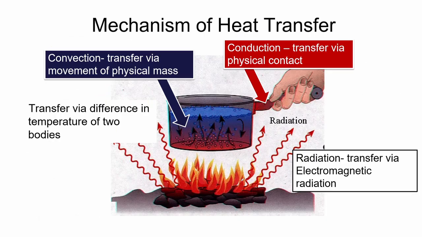Mechanism of heat transfer is essentially the transfer via the difference in temperature of two bodies. Here we have three processes of heat transfer: convection, conduction and radiation. Convection is the transfer via movement of physical mass such as the hot water moving towards the surface of the pan, which creates a transfer of heat. Conduction is the transfer via physical contact of two objects with different temperatures such as this hot pan handle transferring heat to the hand. Radiation is the transfer via electromagnetic radiation where we see here the heat waves transferring heat to the pan.